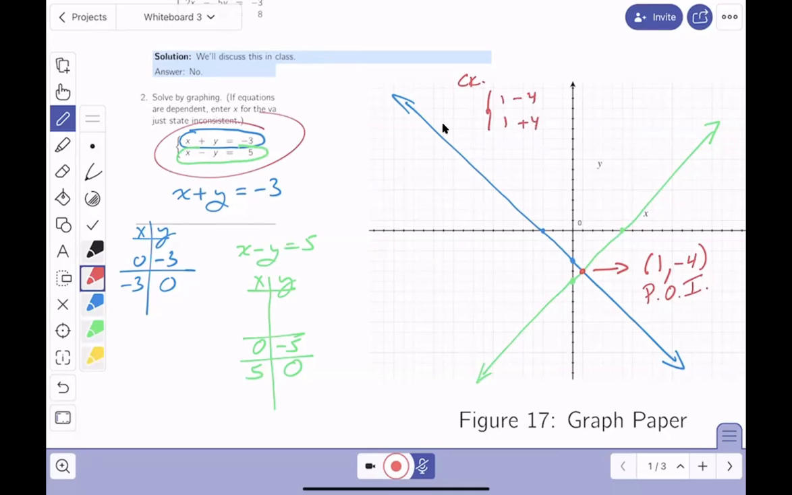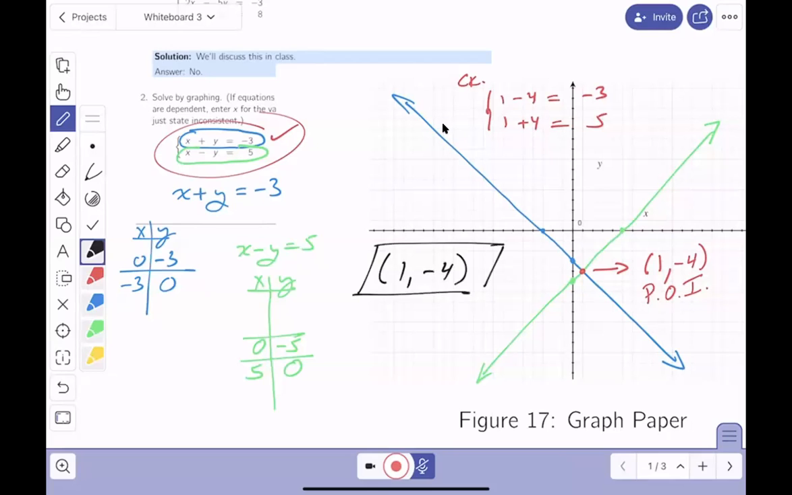I'm just looking at the original system. What do you get here? -3. What do you get there? It's 5. It checks beautifully. So I now know my answer is 1, -4. This is an ordered pair. It's a point. You can also write down x equals 1, y equals -4. There's nothing wrong with writing that answer down either.